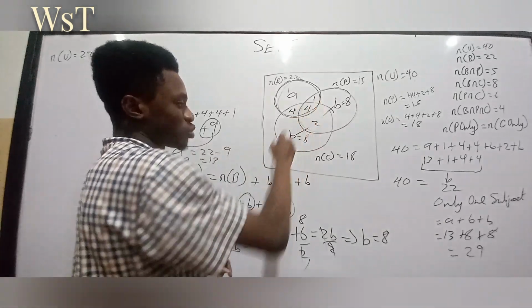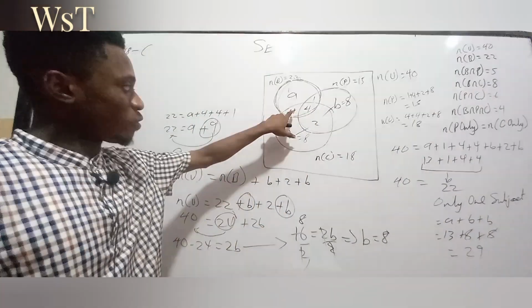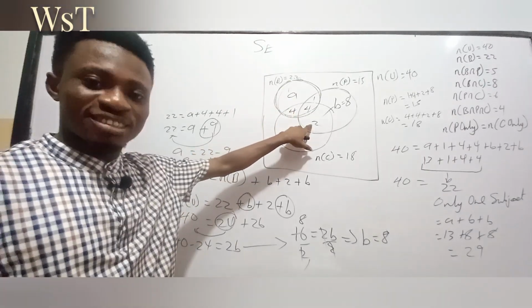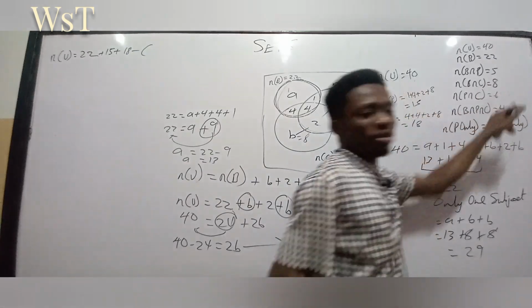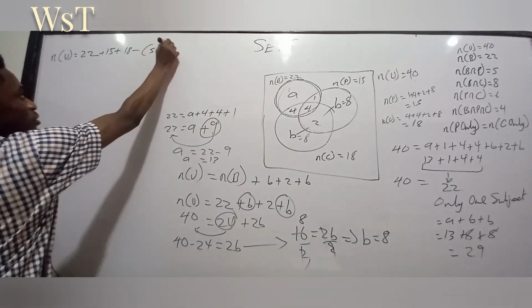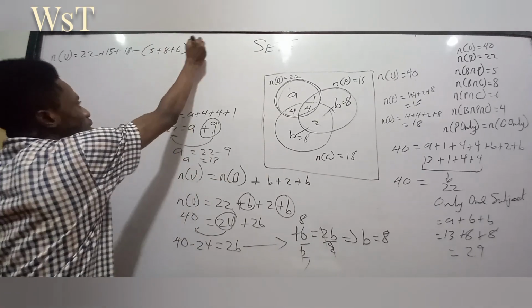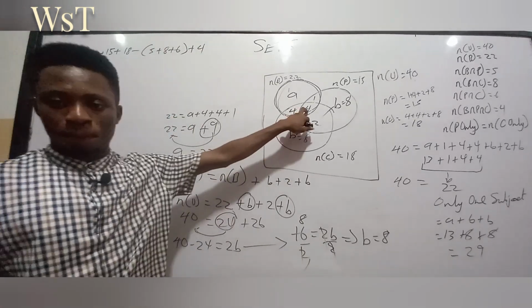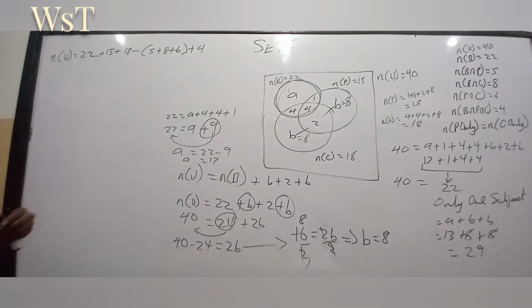So there it becomes 4 plus 1, which is 5. Here becomes 8, and yes, 6. So the ones that were given, these are the only 2. So it is 5 plus 8 plus 6. Then we add the 3 subjects, which is 4. You get it?